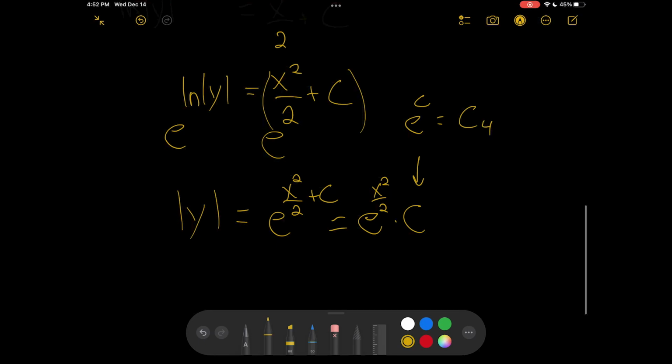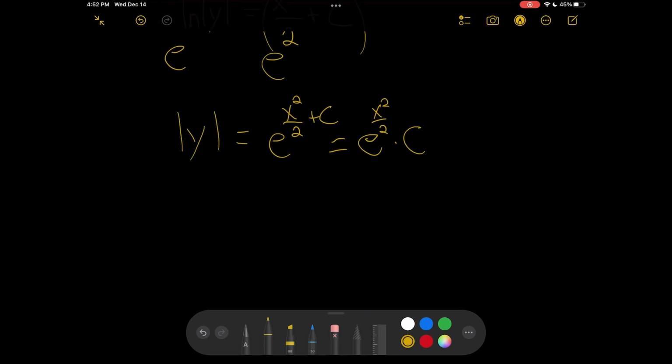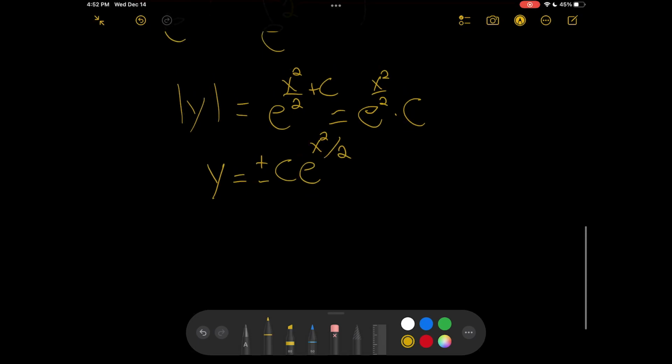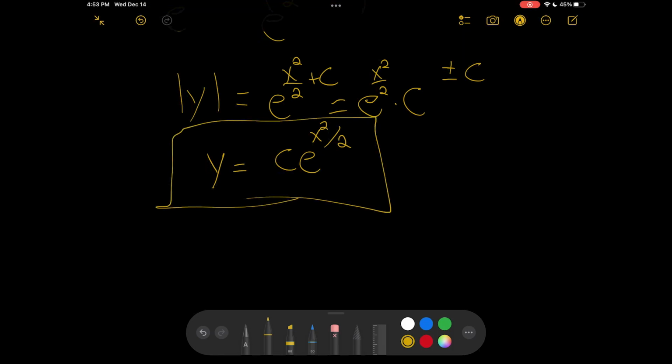We'll call it c4, and it's arbitrary, so we can just write it as a constant. So now we have e to the x squared over 2 times c is equal to y. So y is equal to plus or minus c e to the x squared over 2. And plus or minus c is just a positive or negative constant, so I can actually get rid of the plus or minus, and we can just have c e to the x squared over 2.